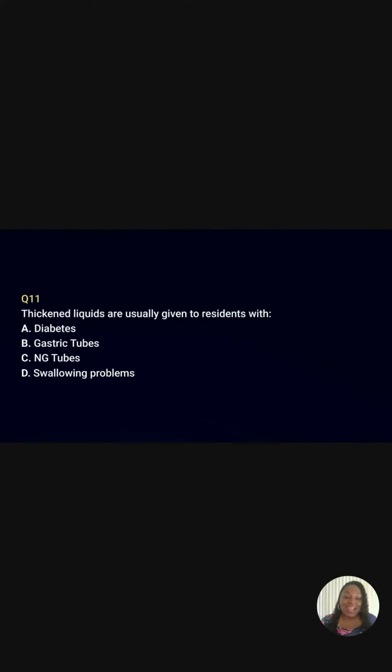We have A's, we have B's, we have C's, and we have a D. So, yes, somebody who has diabetes could have thickened liquids, but that's not the primary reason. We didn't give them thickened liquids for blood sugar control. We gave them thickened liquids because thin liquids would increase their risk of aspiration. So, which one has a problem with aspiration risk? It would be D, the person with swallowing problems.